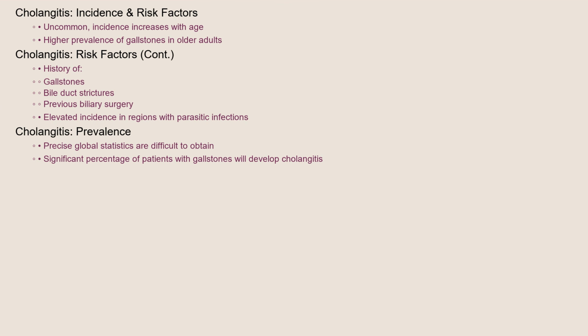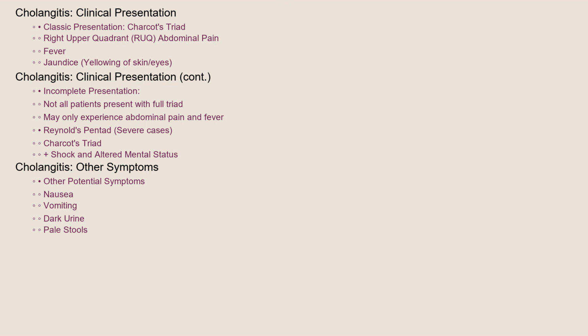While precise global statistics are difficult to obtain, it's estimated that a significant percentage of patients with gallstones will develop cholangitis at some point. The classic presentation of cholangitis involves Charcot's triad: right upper quadrant abdominal pain, fever, and jaundice, which is yellowing of the skin and eyes. However, not all patients present with all three symptoms. Some may experience only abdominal pain and fever. In severe cases, patients may develop Reynolds pentad, which includes Charcot's triad plus shock and altered mental status. Other potential symptoms include nausea, vomiting, dark urine, and pale stools.